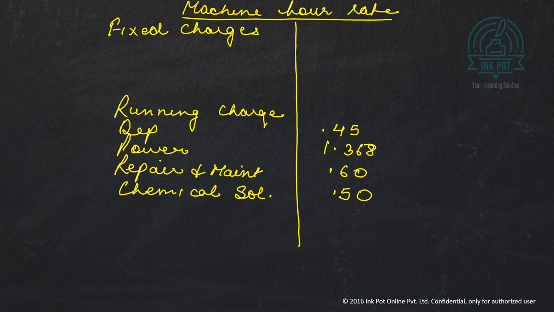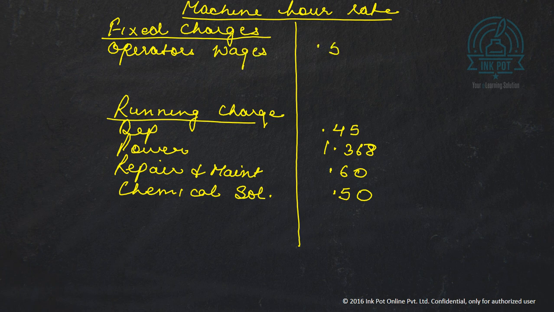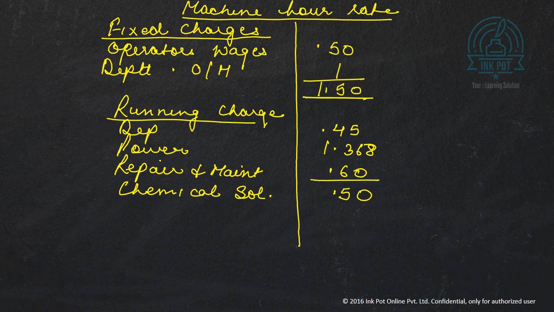So what is all in fixed? Fixed charges include operators' wages and departmental overheads. Operators' wages, which was 0.50, and departmental overheads, which we have calculated as 1. So this is 1.50 total.